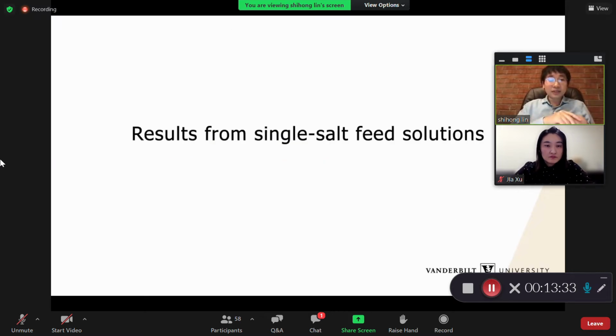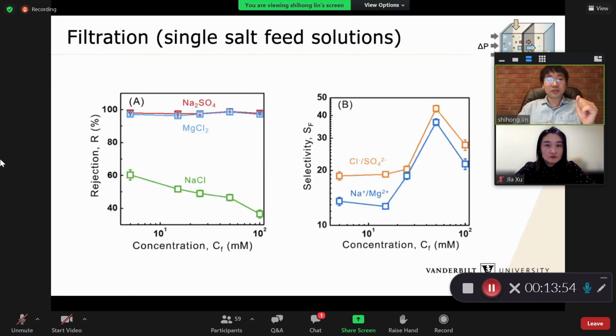Okay, so now let's look at the result from single salt solutions. Not necessarily because it's practically relevant, but because this would be the starting point. And in fact, these comprise most of what people have done in the literature, right? So a lot of the selectivity reported in literature was actually performed using single salt experiments.